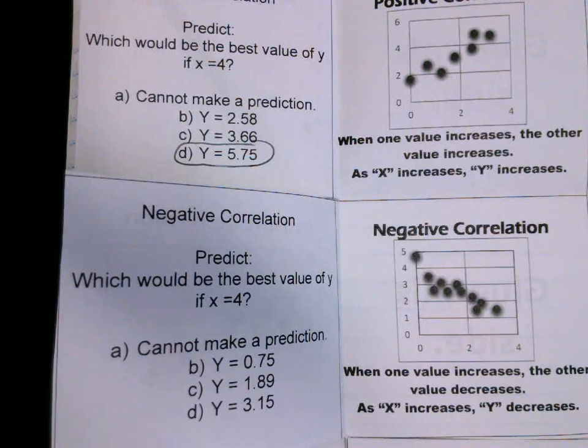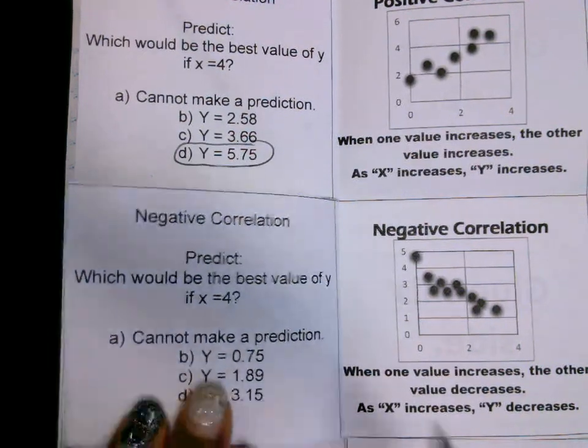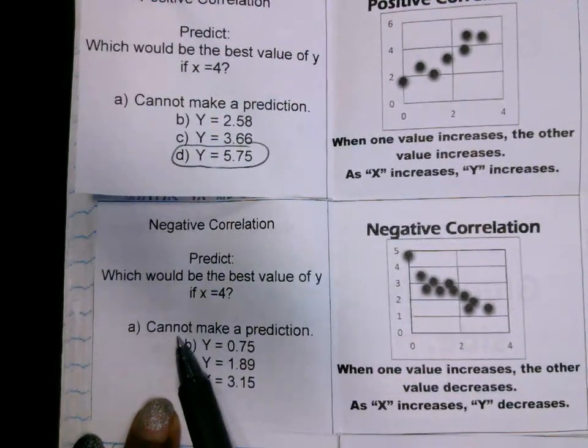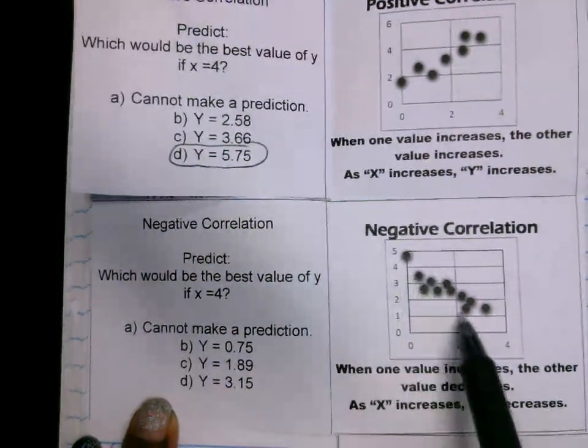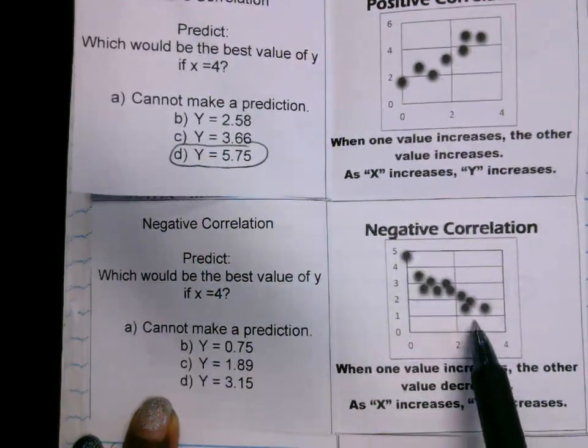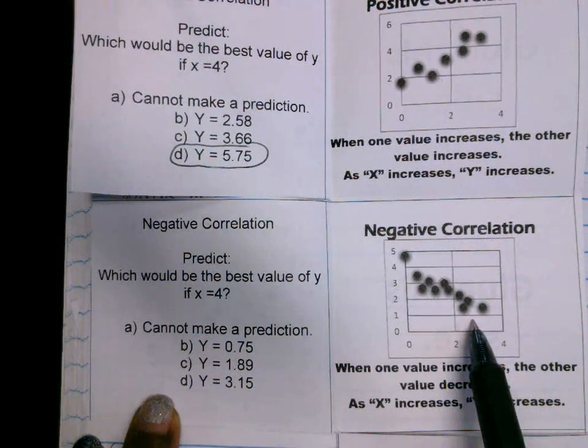Raise your hand if you chose C. Raise your hand if you chose D. Okay, all right, let's look at it. I'm glad nobody chose A because you can make a prediction because the points are going down. It's a negative correlation. So good you didn't choose that one.